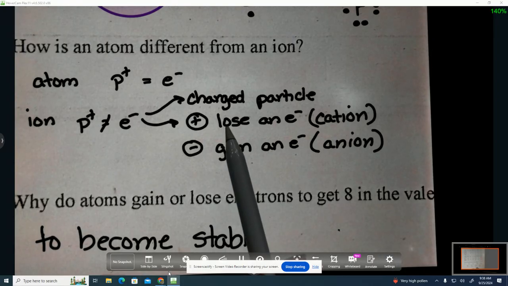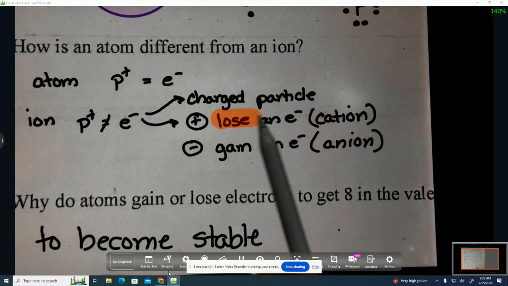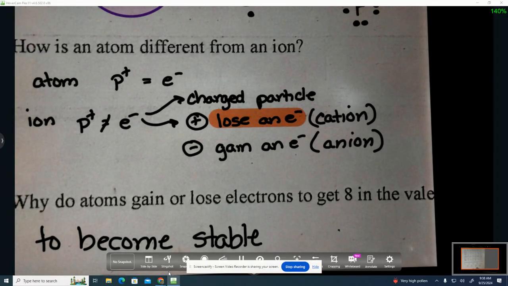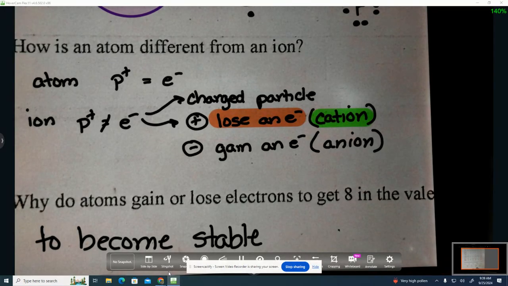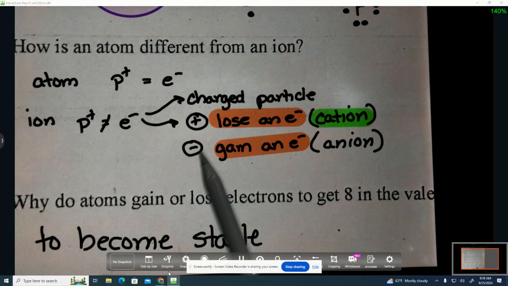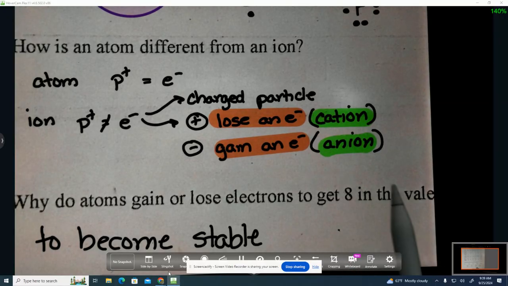When you lose an electron, let's highlight this. I'll use orange because it's almost Halloween. When you lose an electron, you become positively charged. That's called a cation. And when you gain an electron, you become negative, and that is an anion. Okay, so cations and anions. Those are on your test on Friday as well.